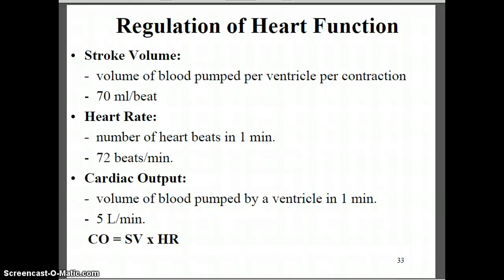Regulation of heart function. Stroke volume is the volume pumped per ventricle per contraction, and it's about 70 milliliters of blood per beat. Heart rate is the number of heartbeats per minute. The average is about 72 beats per minute. The cardiac output is the volume of blood pumped by a ventricle in 1 minute. It's about 5 liters of blood. The cardiac output equals the stroke volume times the heart rate.